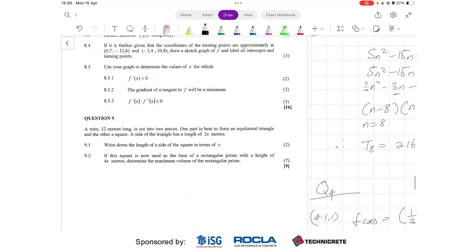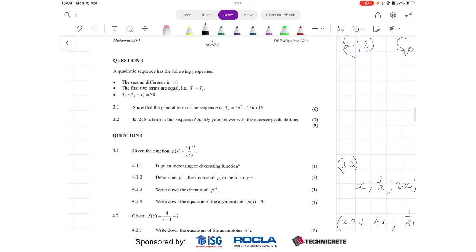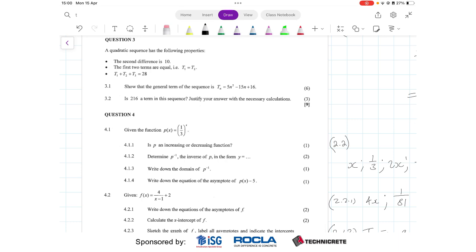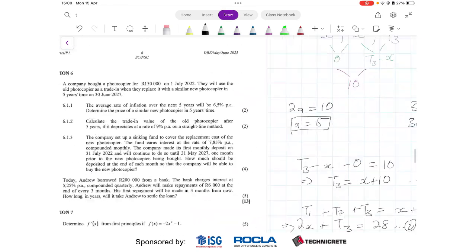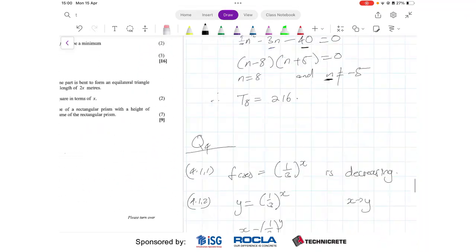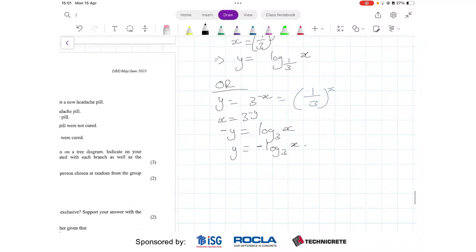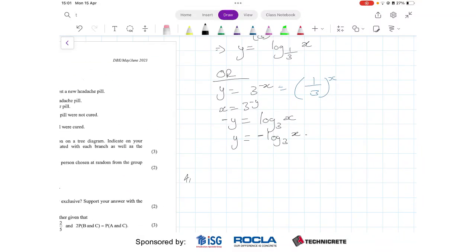And next, we were asked to write down the domain. I'll just do the next two questions. 4.1.3 asks us to write the domain of p to the -1, and 4.1.4 asks us to write the equation of the asymptotes of p at x minus 5. Okay, so let's start with 4.1.3, our domain.